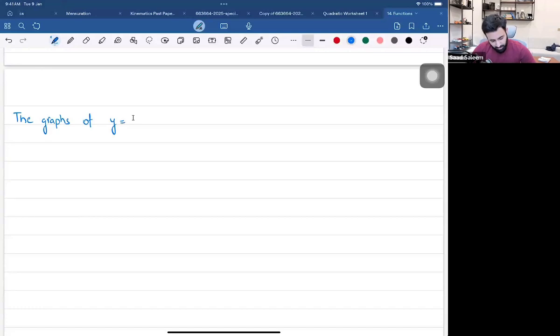The graphs of y equals e power x and ln x. Okay, y equals ln x.